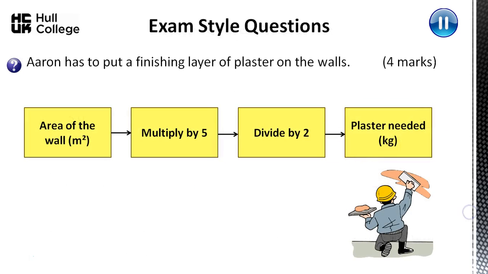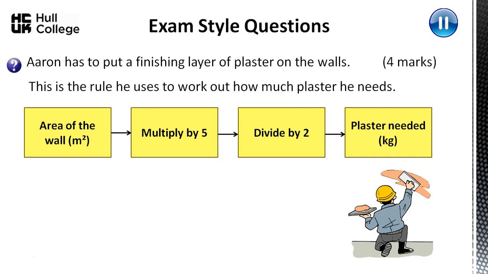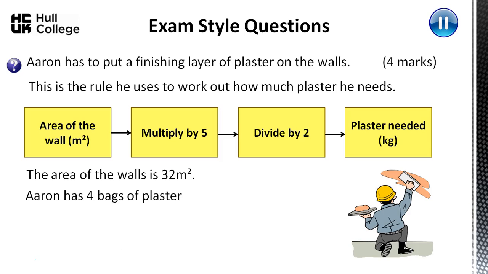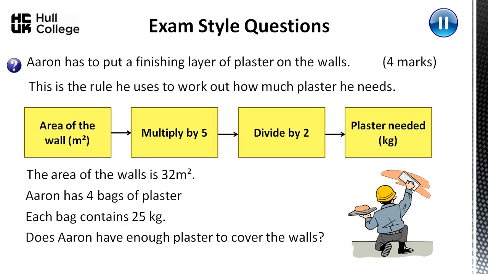Question 4. Aaron has to put a finishing layer of plaster on the walls. This is the rule he uses to work out how much plaster he needs. The area of the walls is 32 metres squared. Aaron has 4 bags of plaster. Each bag contains 25 kilos. Does Aaron have enough plaster to cover the walls? Pause the video while you answer this question. It's worth 4 marks.